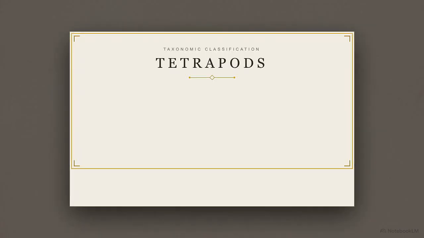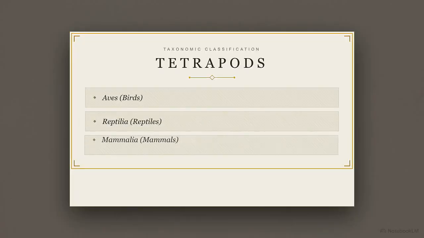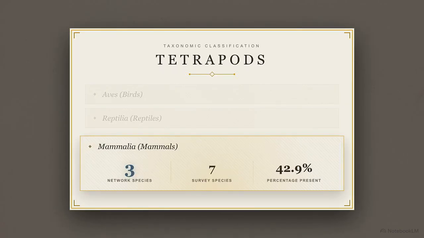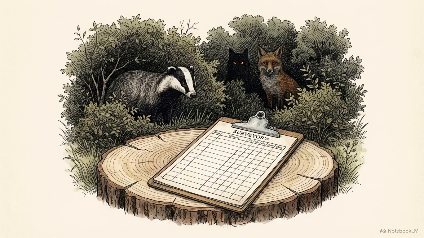Transitioning to the top of the food chain, we isolate the tetrapods rows to analyze the largest creatures in the network. The mammal count is low. Surveyors observed only 3 species during the entire assessment. Here we encounter a critical rule of ecological surveying. The absence of an observation does not confirm the absence of the species.